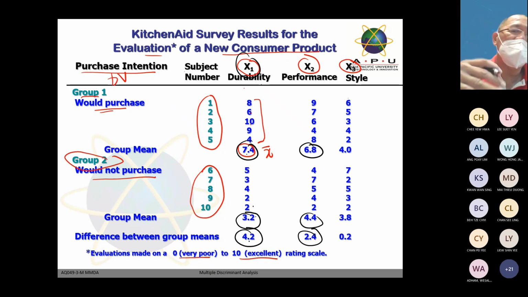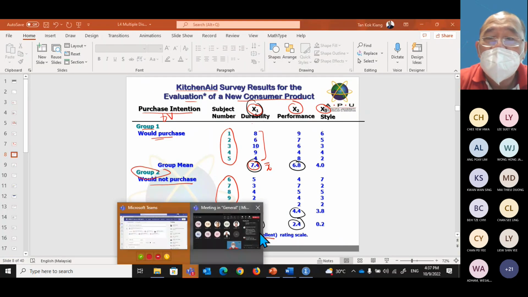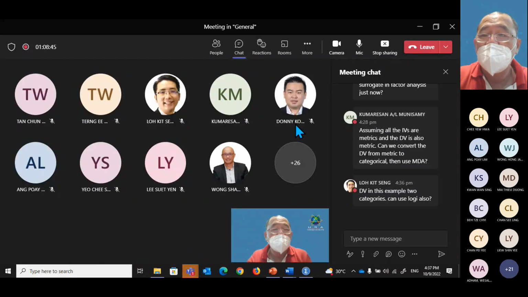This is how this method, MDA, works. They use the metric independent variables to determine the non-metric dependent variable. So done, if no question. Of course, this is a basic idea.